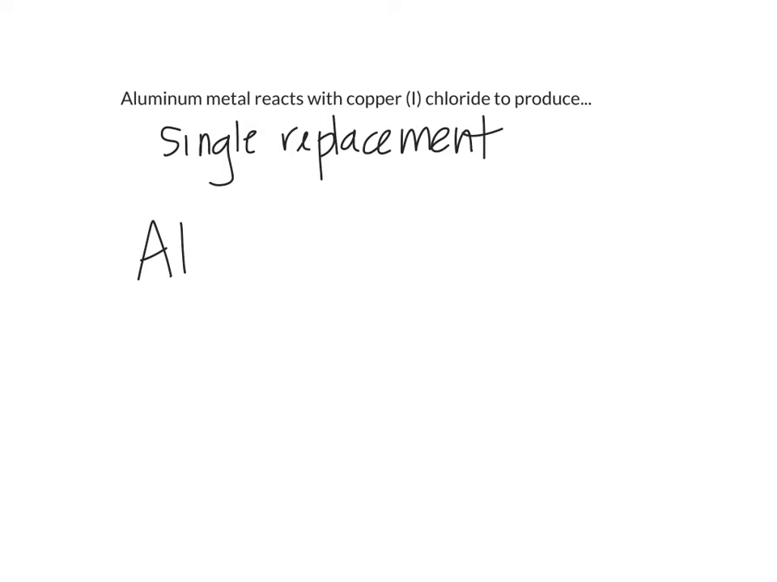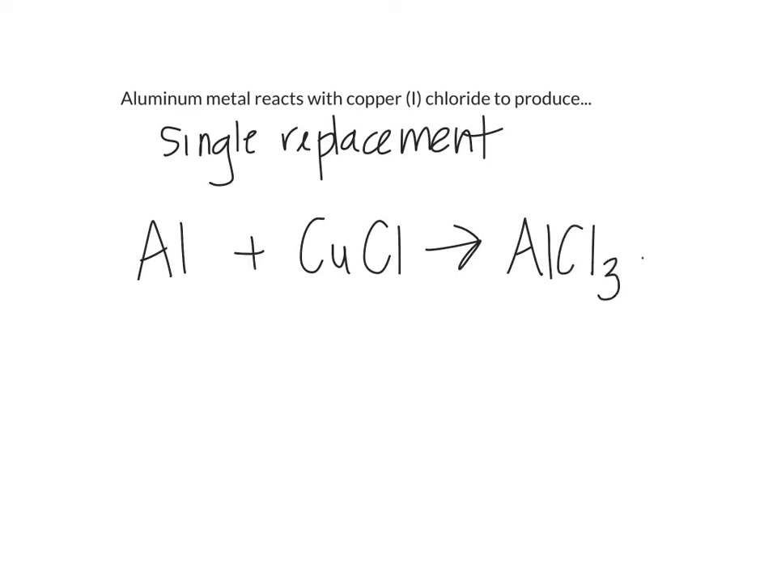anion. In this case, we have aluminum and copper 1 chloride, which is CuCl. Aluminum is going to replace the copper to form aluminum chloride and copper. The next thing that we have to do is balance the chemical reaction.